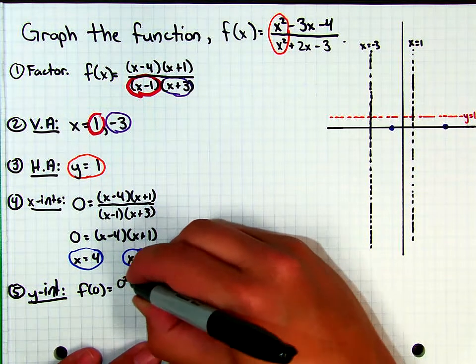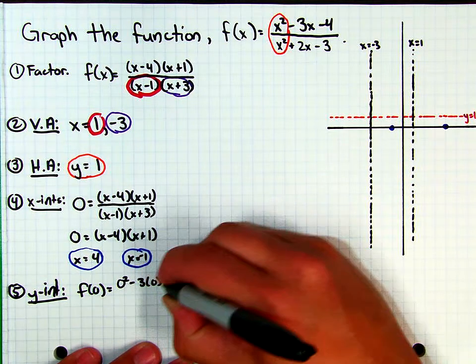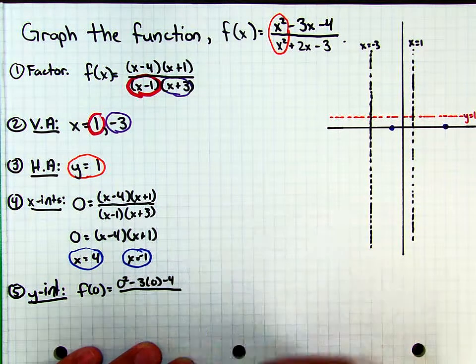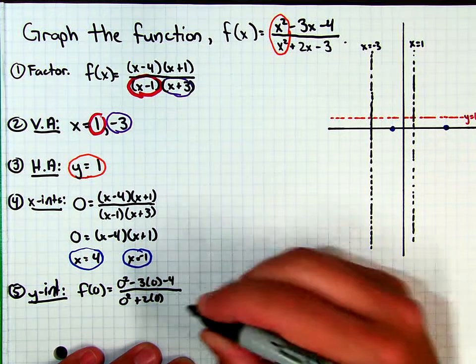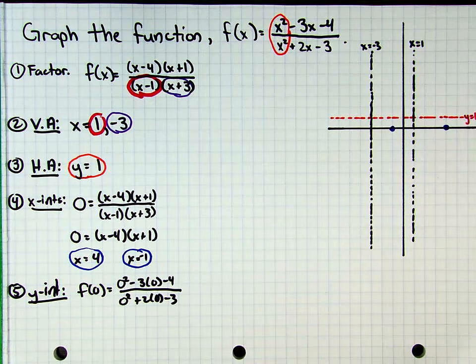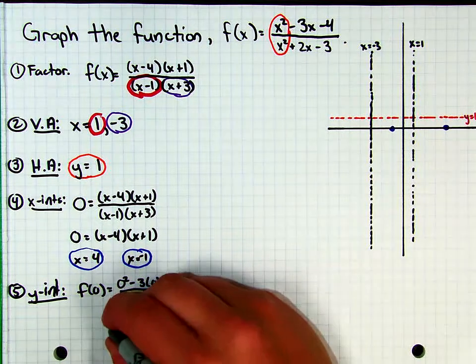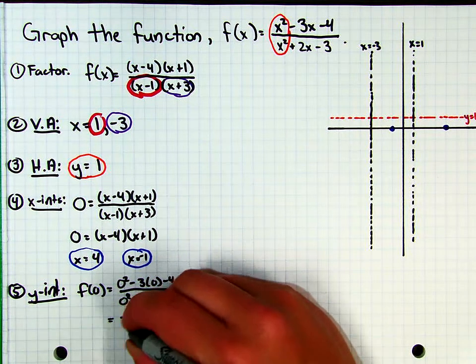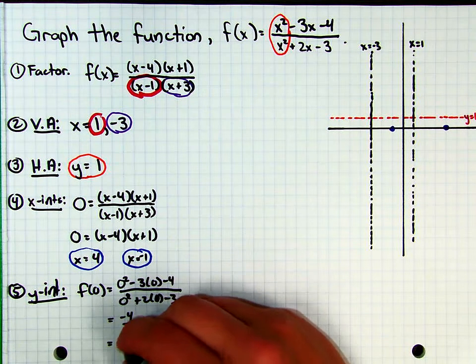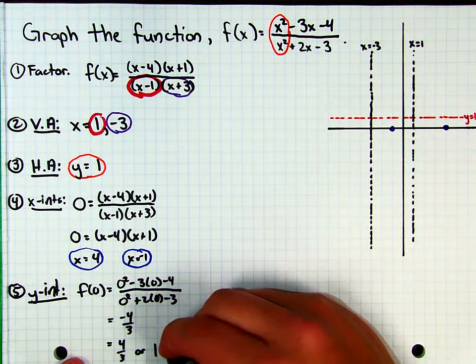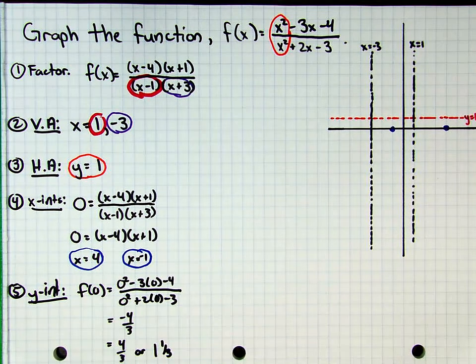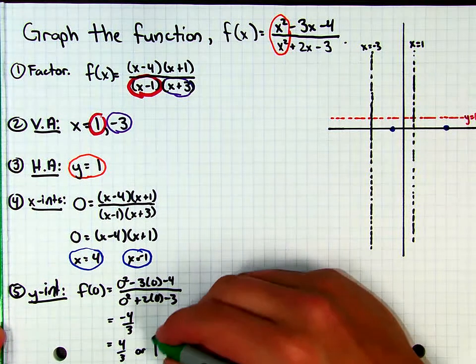But 0 squared minus 3 times 0 minus 4 all over 0 squared plus 2 times 0 minus 3. So where all the x's were are all 0, so that's nothing. So really I'm just left with negative 4 over 3, which gives me 4/3. Or it might be easier for graphing to think about it as 1 and a third.